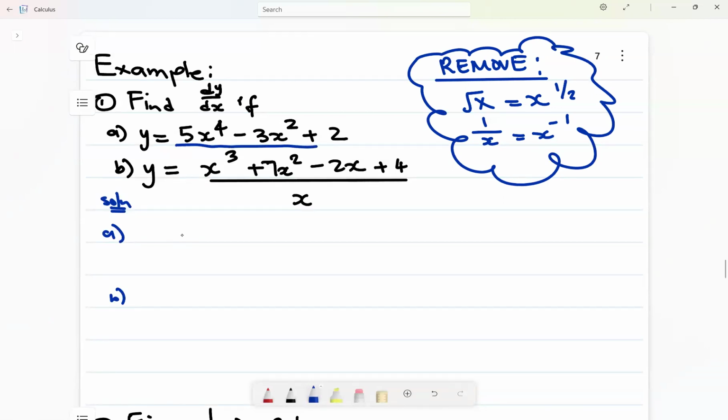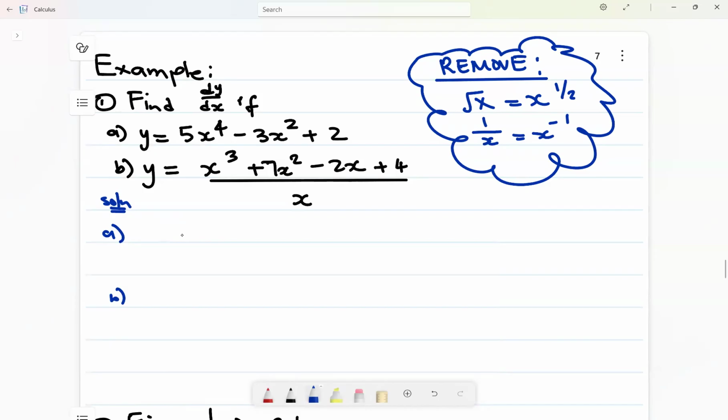Now, let's look at here. Do we have any square root or cube root? No. Do we have any denominator x? Remember, they say dy dx, meaning you are differentiating y with respect to x. So any number that does not have x is a constant. Therefore, remember the derivative of a constant is 0, okay? Then let's look at this. We have 5x to the power of 4 minus 3x squared plus 2. Okay?